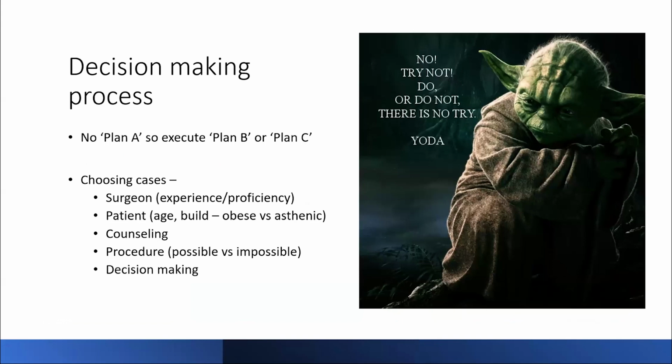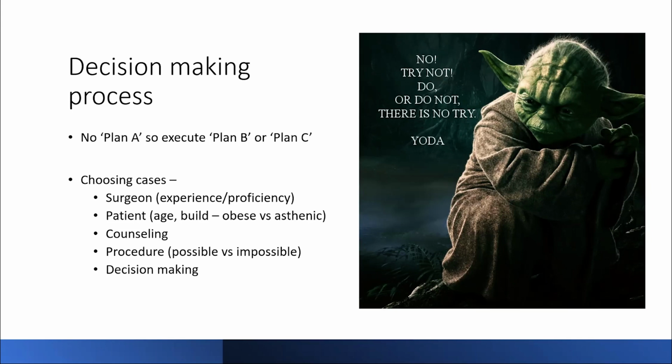So for the decision-making process in this situation, the problem is you don't have a plan A, which would be the ideal. And so the next best thing is to execute plan B or plan C. In deciding what to do, I consider these five points as crucial. The experience of the surgeon is important, just as it will be even if you have a C-arm. The surgeon's proficiency in carrying out surgery without a C-arm for the procedure in question is absolutely important.